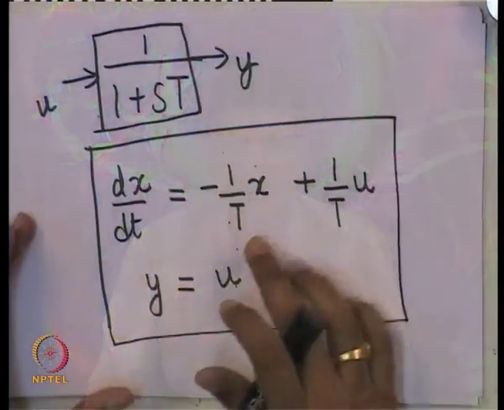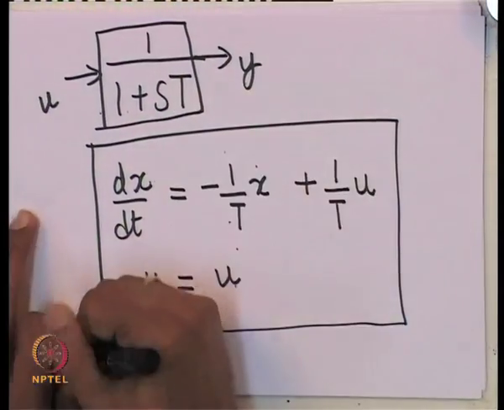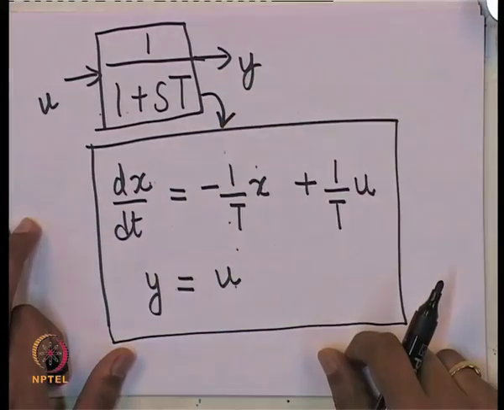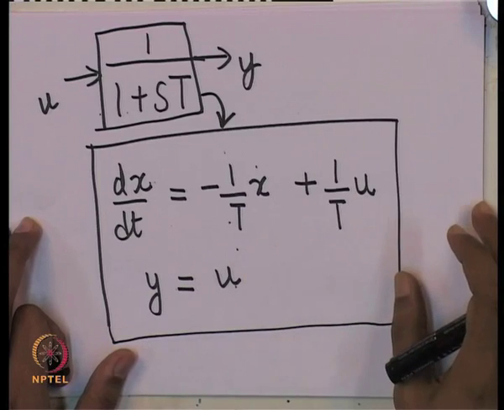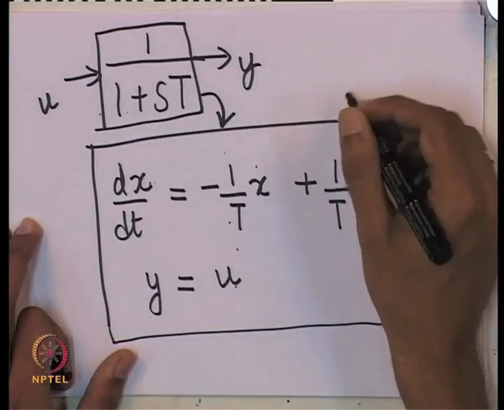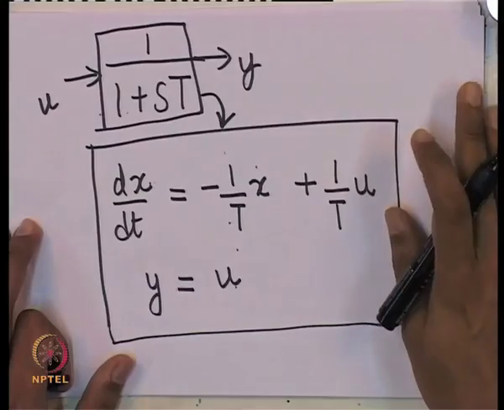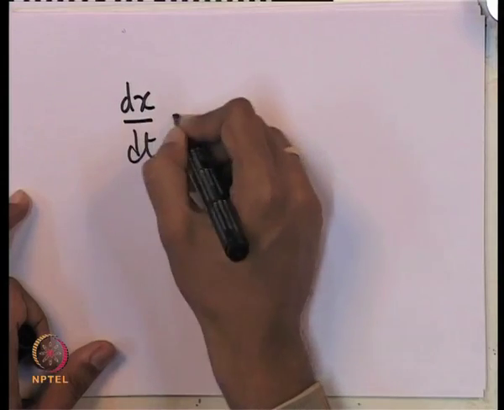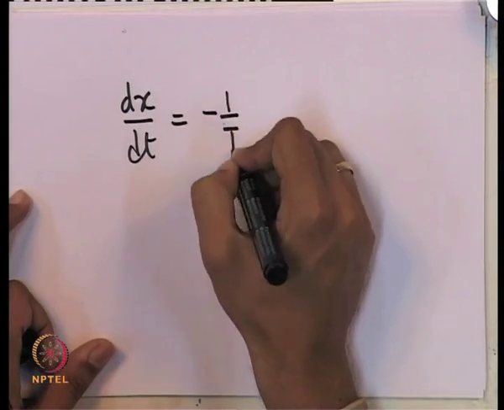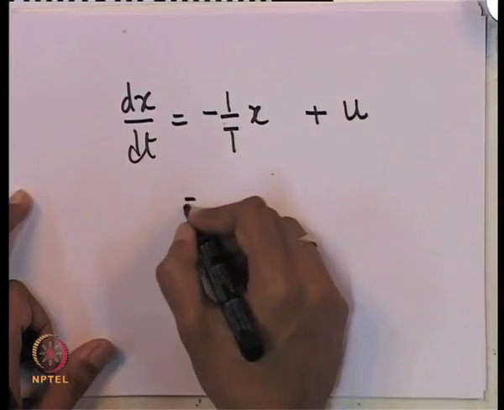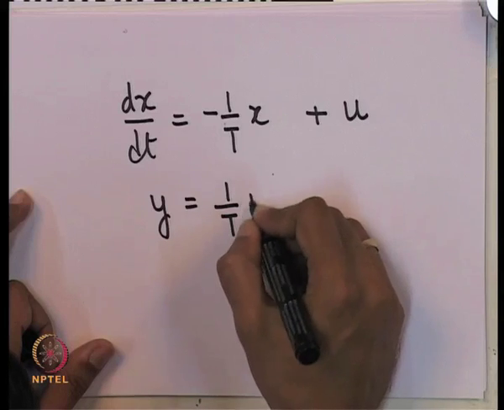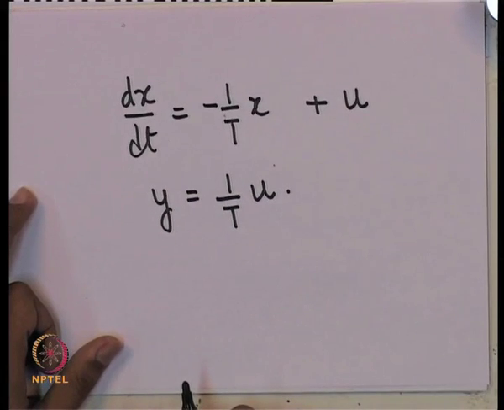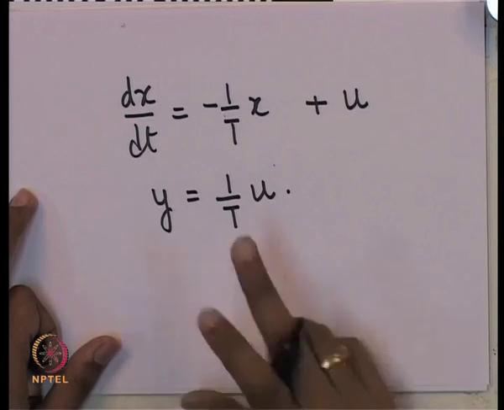Of course, one should be a bit careful and precise. There is no one-to-one mapping between this and this, in the sense that you can have a different state space or different differential equation model to get this input-output relationship. For example, dx by dt is equal to minus 1 upon t x plus u, and then y is equal to 1 over t of u, will also give you the same transfer function.